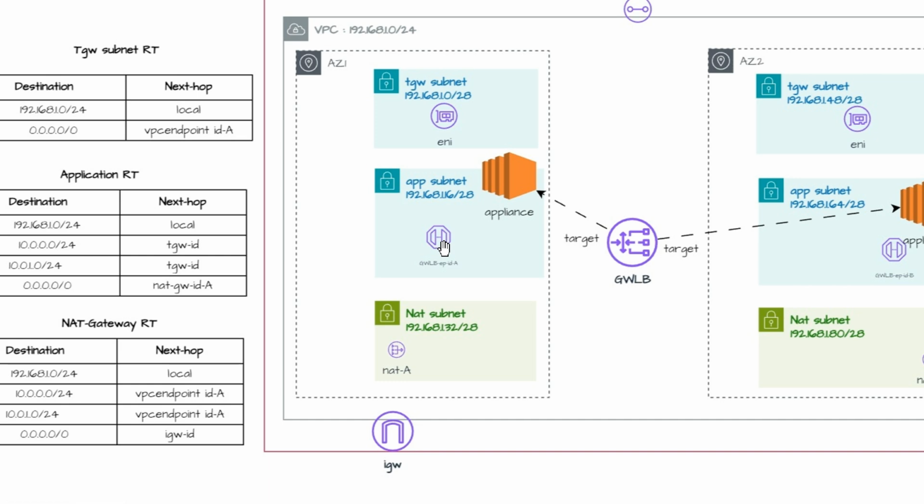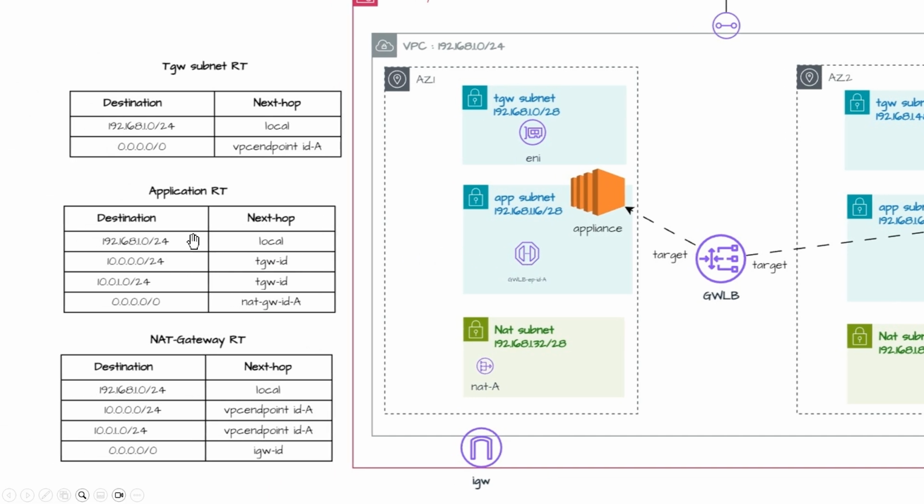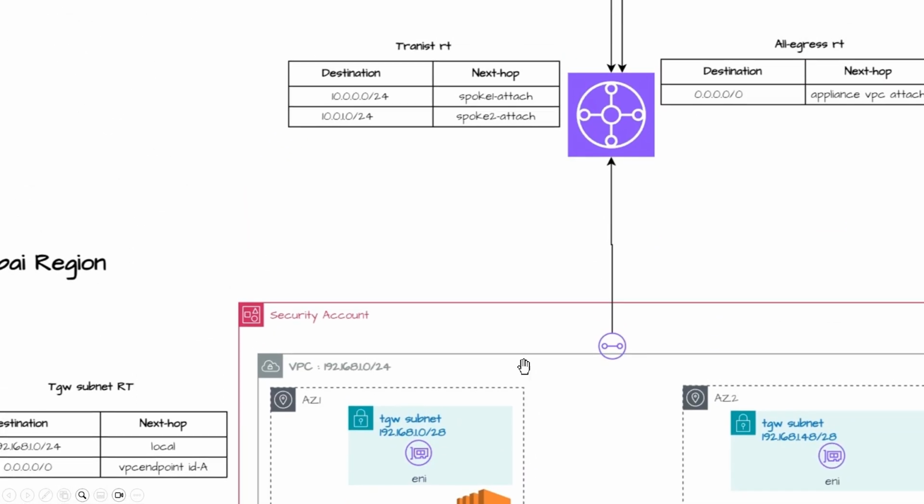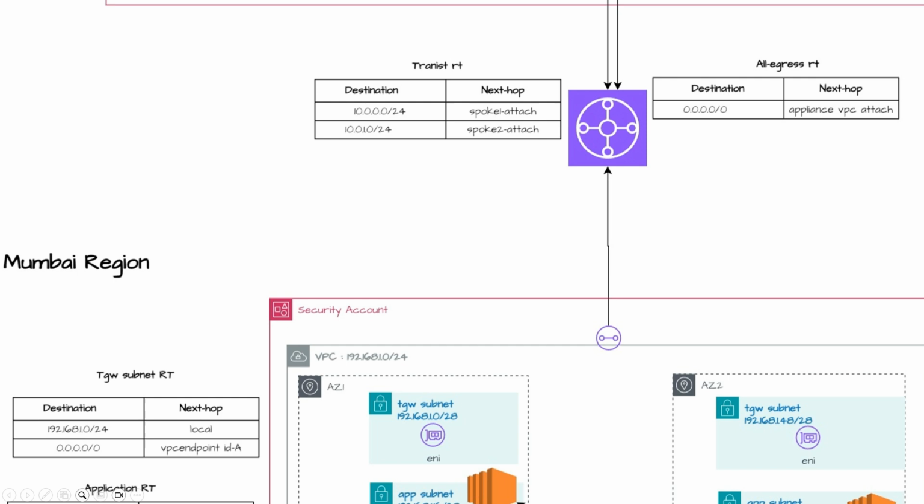Now the VPC endpoint again checks the appliance route table and sees the destination of the packet is 10.0.0.0/24. So it will send the packet to the transit gateway ID. The traffic will move from here and go to the transit gateway ID, right? It moves to the transit gateway.